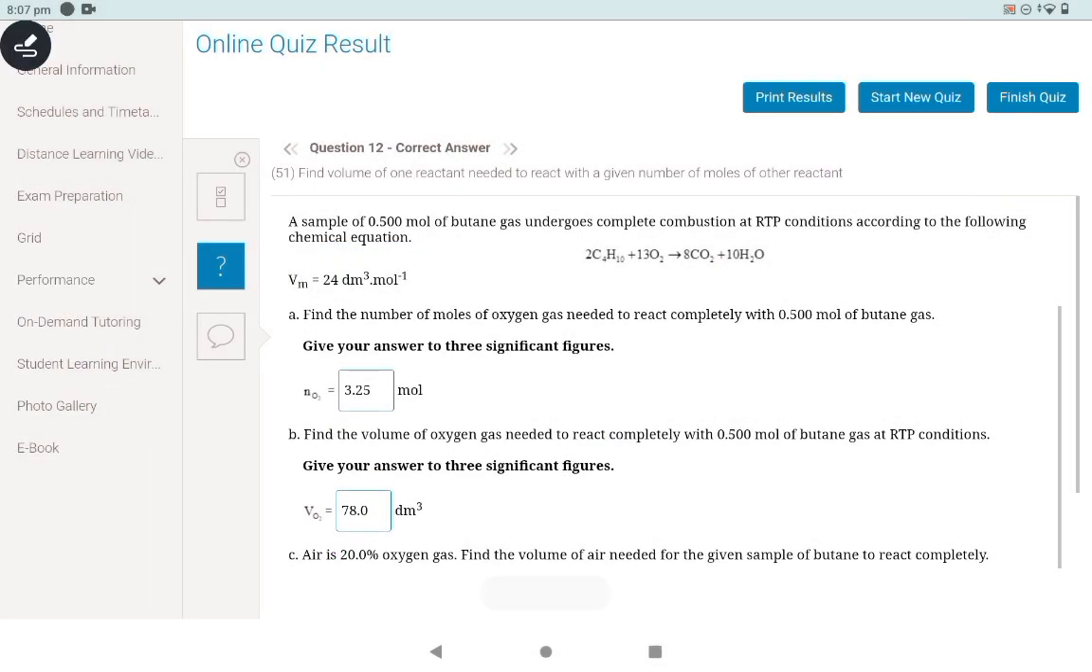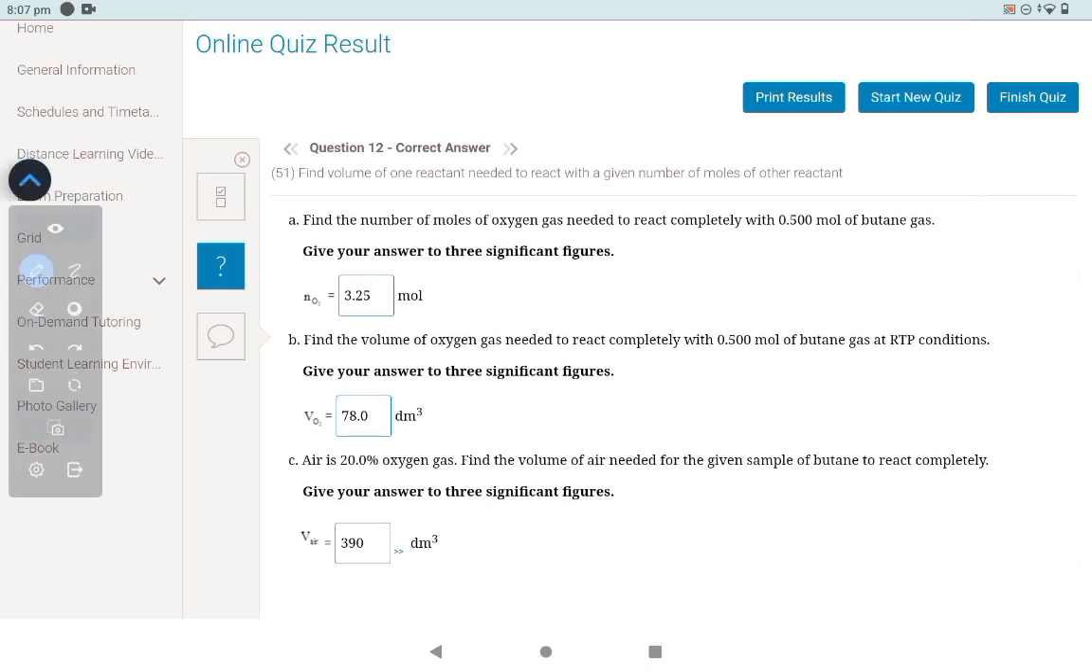Now, they want: air is 20% oxygen gas. Find the volume of air needed for the given sample of butane to react completely. So air is 20% oxygen gas, just multiply it by 5 to make it 100%. That's it for this one.